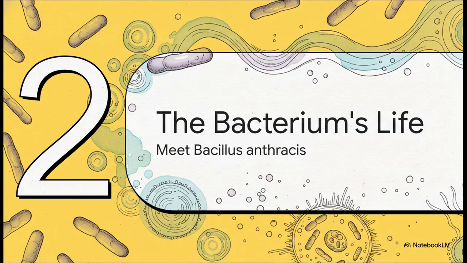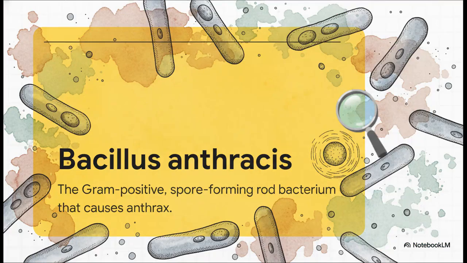All right, Section 2. Let's meet the main character in this whole story, the microscopic culprit behind it all. Its official name is Bacillus anthracis. So this is our guy. It's a rod-shaped bacterium. But the most important part of that description is right there in the middle: spore forming. That little trait, that is its secret weapon. That's the key to its incredible ability to stick around.